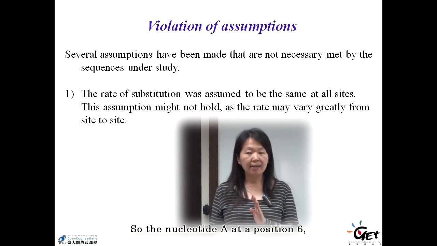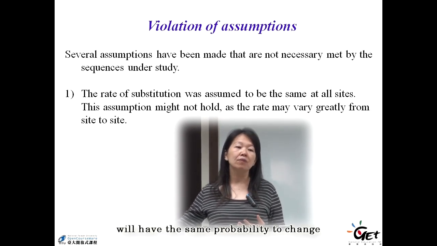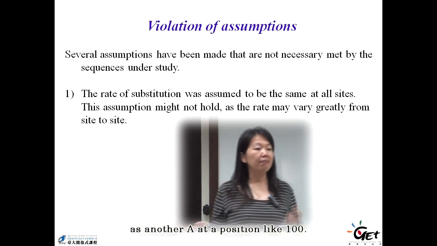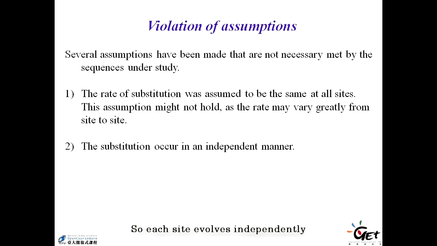So the nucleotide A at position 6 will have the same probability to change to all the other nucleotides as another A at a position like 100. Each site evolves independently, and the neighboring sequence, the environment, doesn't affect the probability of its evolutionary change. That's the assumption we made to estimate the multiple hits or the substitutions.